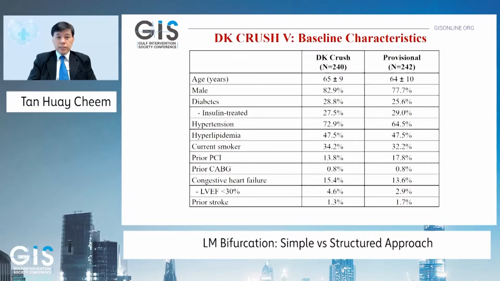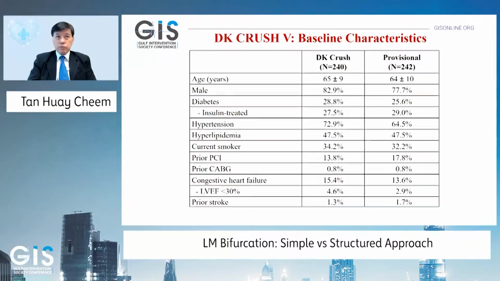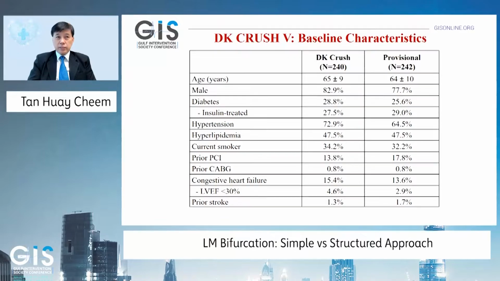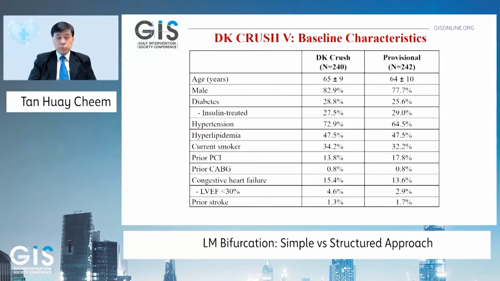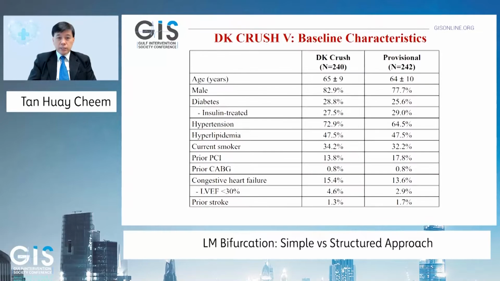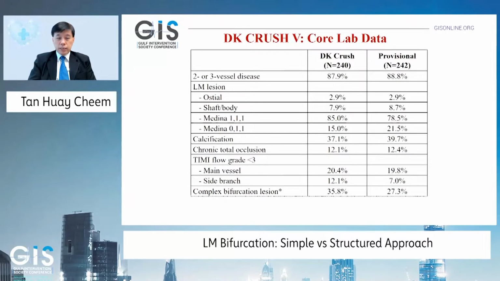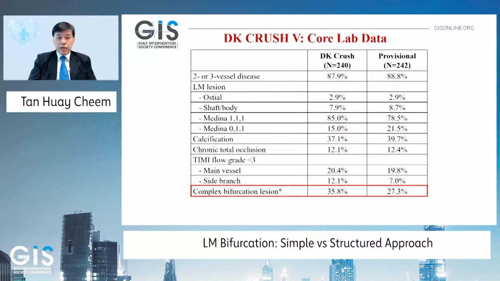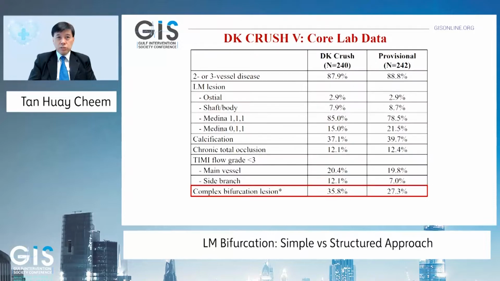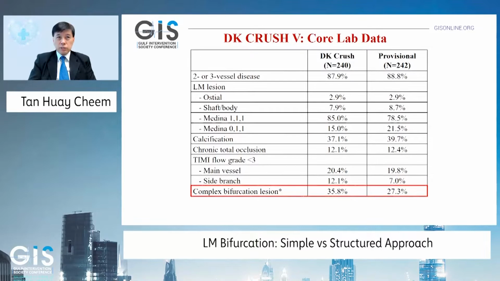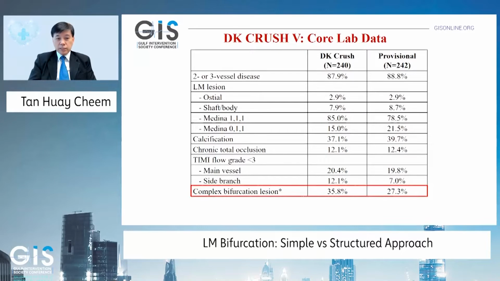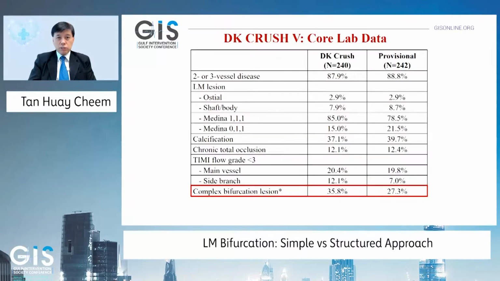And when you look at the baseline characteristics of DK Crush 5, which is a strategy of provisional stent approach versus that of a DK Crush 2 stent approach, designed pretty much like EBC MAIN, what is clear here is that the patients are also quite well matched in terms of distribution. But for the first time, we have what we call a complex bifurcation lesion definition in this particular study, where patients who fulfill certain criteria as outlined in the DEFINITION 2 trial can be classified as having a complex bifurcation lesion.